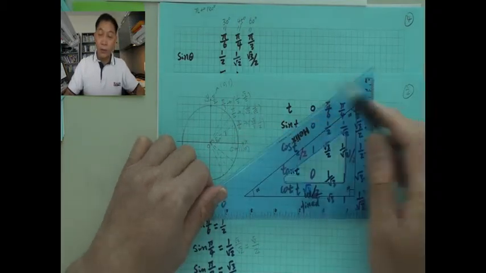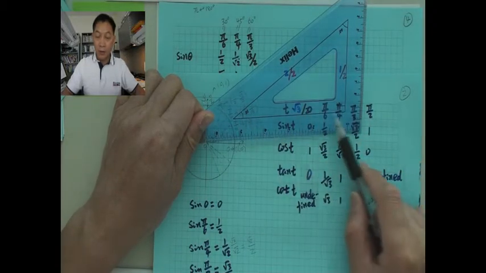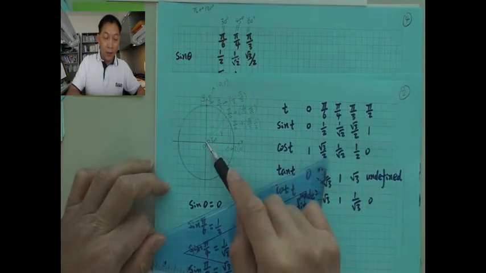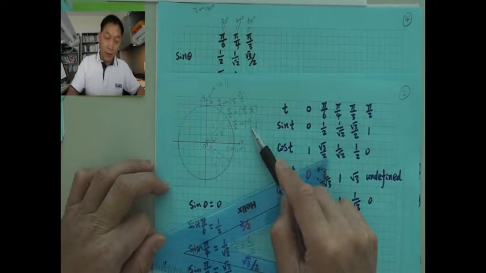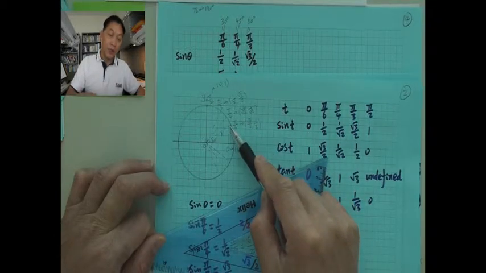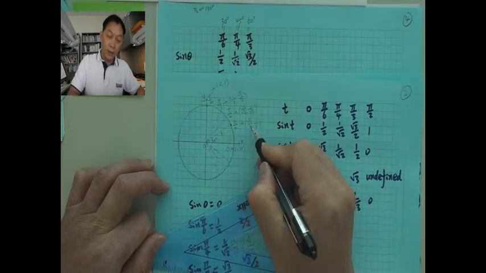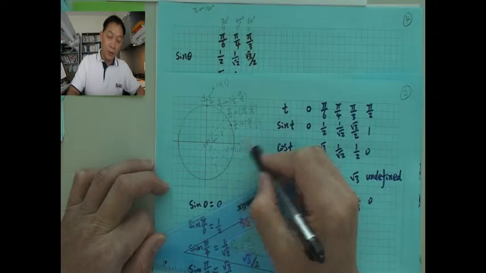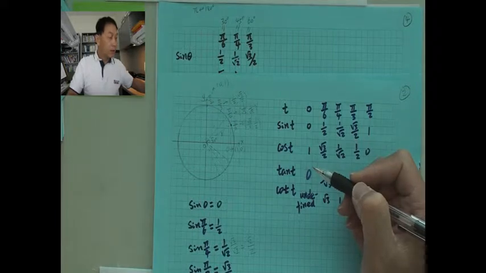And this one is 1/2. You see 1 divided by 2 is 1/2. So this part is radical 3 over 2. That's why I put right here, radical 3 over 2. That's the x coordinate of this point. The x coordinate of this point is radical 3 over 2, and the y coordinate is 1/2.